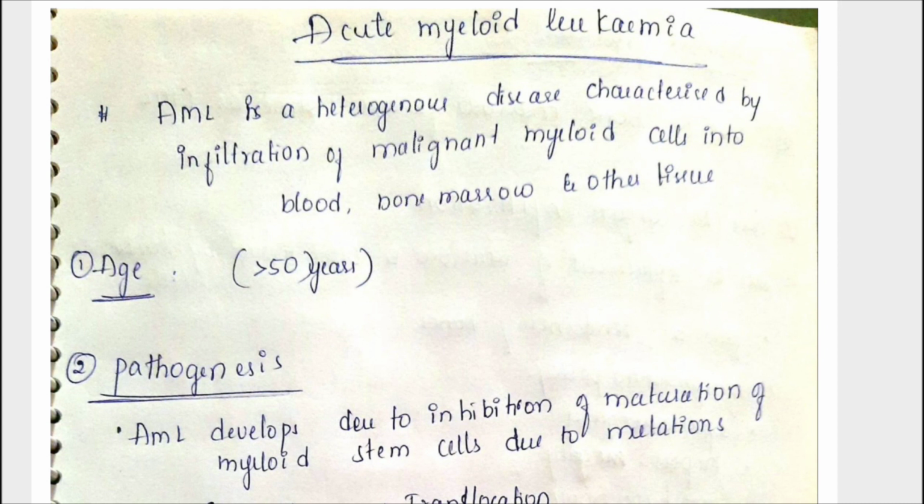what is acute myeloid leukemia? It is a heterogeneous disease characterized by the infiltration of malignant myeloid cells in the blood, bone marrow and other tissues. That is the definition. Then, it is more common in the age group greater than 50 years of age.